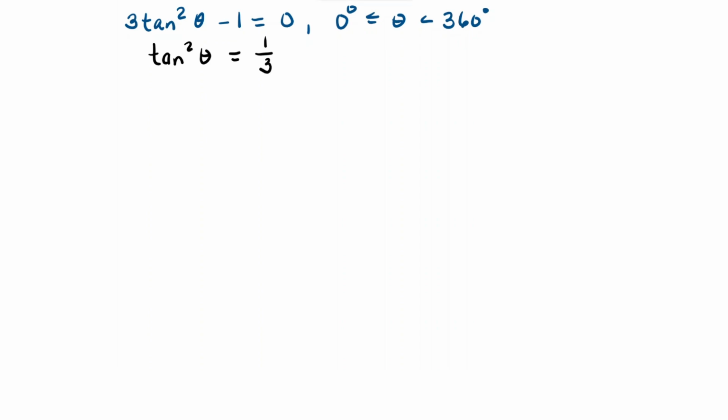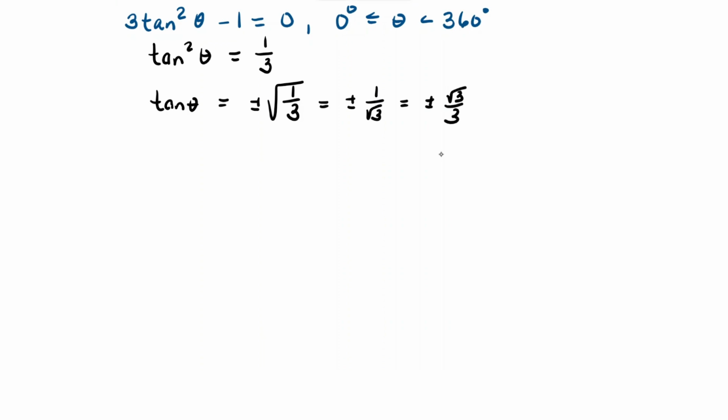And now we'll apply the square root principle to get an equation in terms of tangent theta rather than tangent squared. So this means that tangent theta is equal to plus or minus the square root of 1/3. Now, to make this easier to recognize, I'm going to rationalize the denominator and simplify the radical expression. So this is equal to plus or minus square root of 1, which is 1, over square root of 3. And then I'm going to rationalize the denominator to get plus or minus square root of 3 over 3.